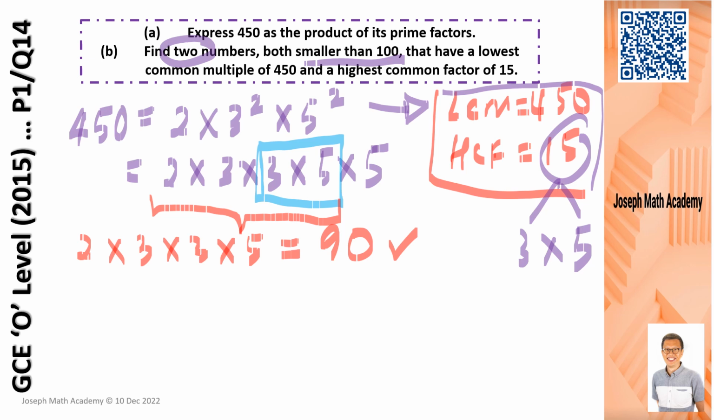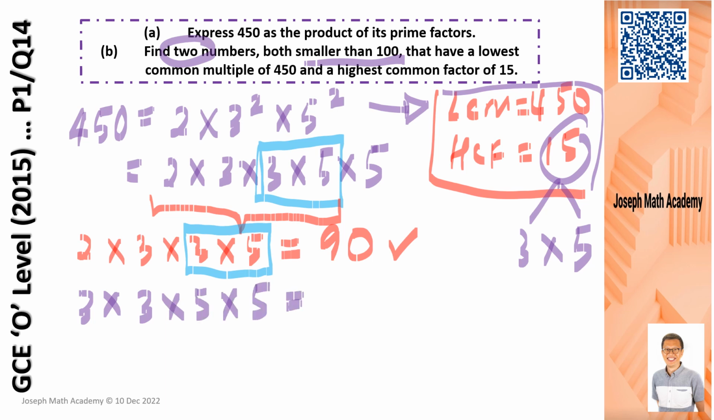So remember, we must always have this. I'm gonna box it up again. We must always have this. Okay, so let's do the next guess. Let's have 3, 3, and 5, 5. We have this, right? That one means it's a highest HCF.